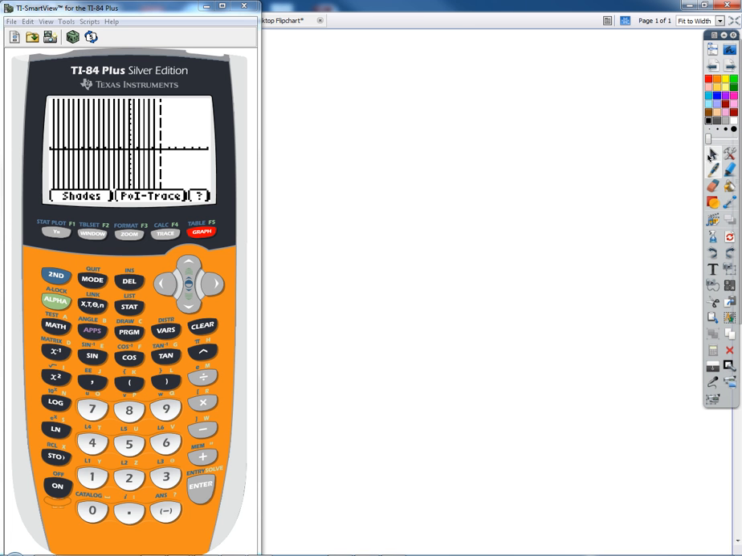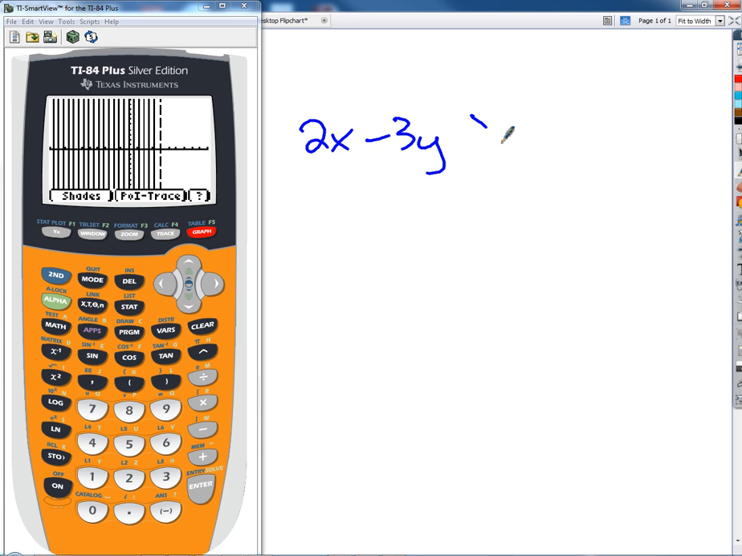What if you have a linear inequality you want to graph that's not solved for y? What if you have something like 2x minus 3y is greater than 7? You have to isolate the y, right? But we can do this. We can solve this right into our calculator. This is a great hint.